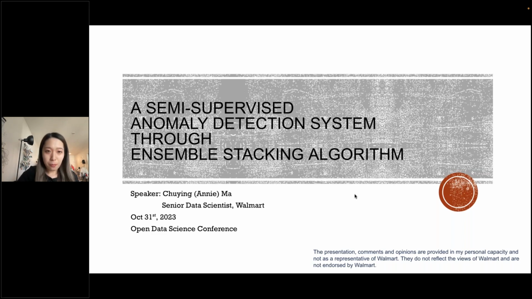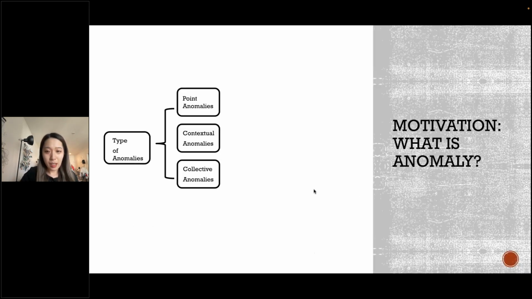So first is the motivation. As a data scientist, I'm working in the fraud detection area, so I'm talking about anomalies or outliers all the time. But what is an anomaly, technically?